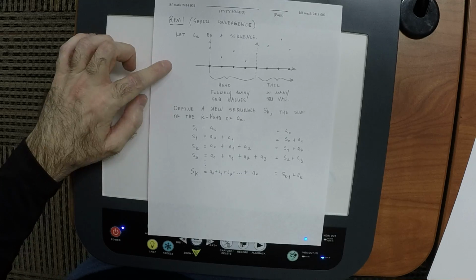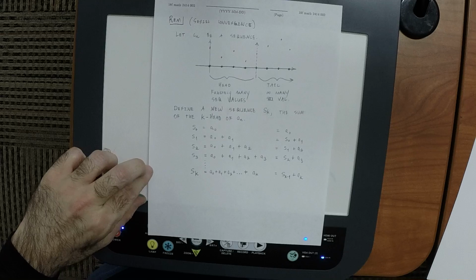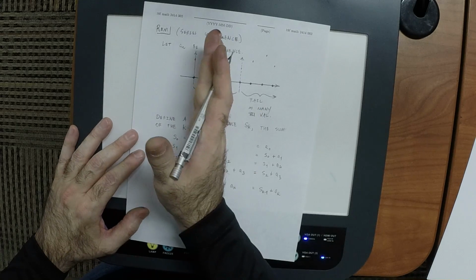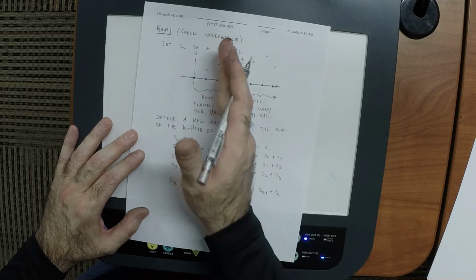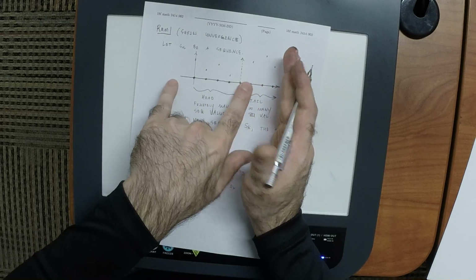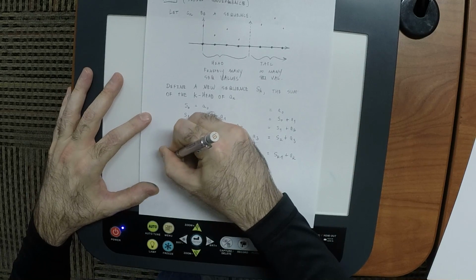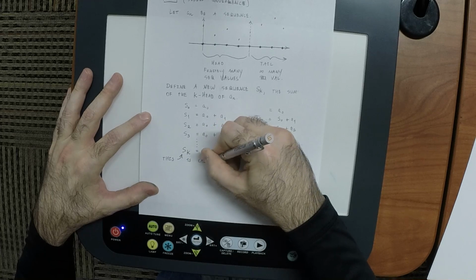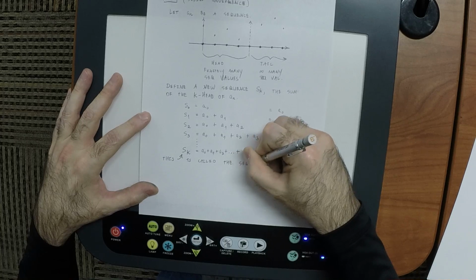Okay, so this is the new sequence. We started with the sequence A, and from that sequence we're making a new sequence, S, which is obtained by moving a cut down the line and saying, as the cut moves down the line, we're going to just be summing up the head and leaving the tail for later. This is called the sequence of partial sums.